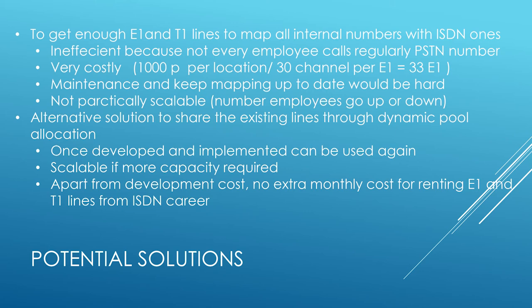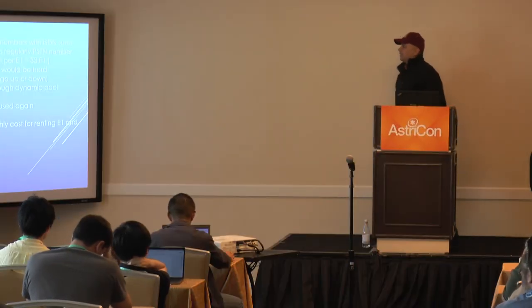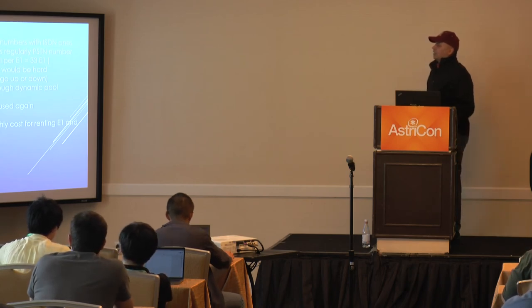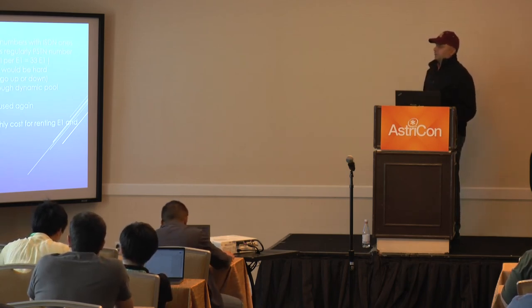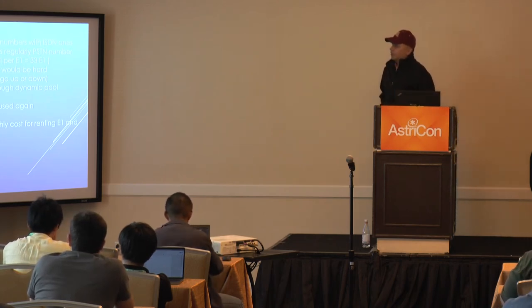So again, back to doing a simple calculation: how would it cost for 1,000 persons per location, 30 channels? We need 33 E1 trunks, or 31 times 30, that would be about 900-something lines, which is expensive when you do this sort of calculation. The company tries to avoid that.